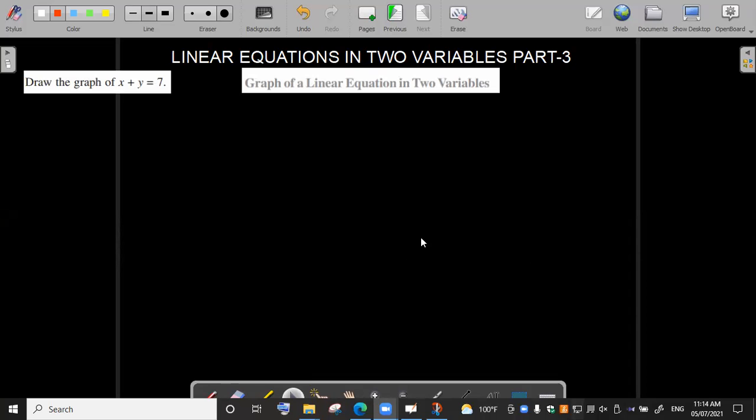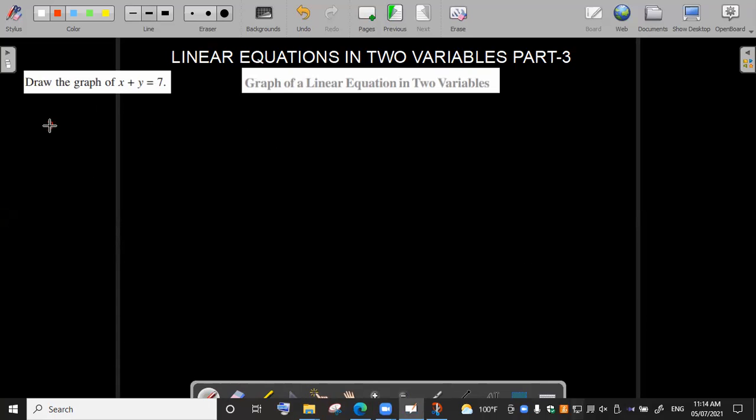Okay, so we have seen two variables linear equations and their solutions. Now today we will see how to draw the graph of a given linear equation in two variables. I told you in the previous class to get ready with the graph paper. So we have been given this equation. This is a very simple example that we are taking.